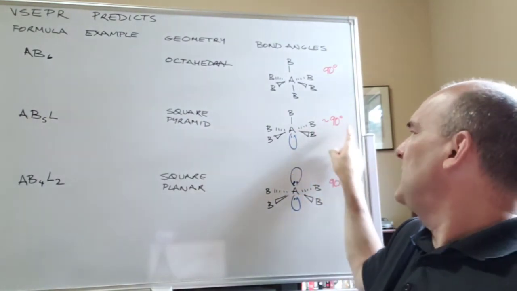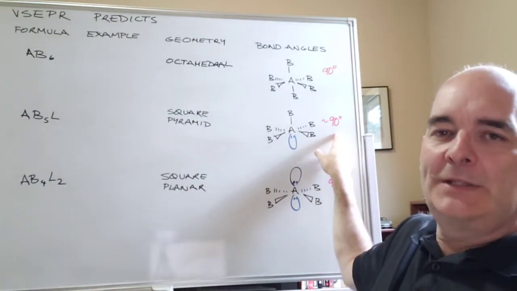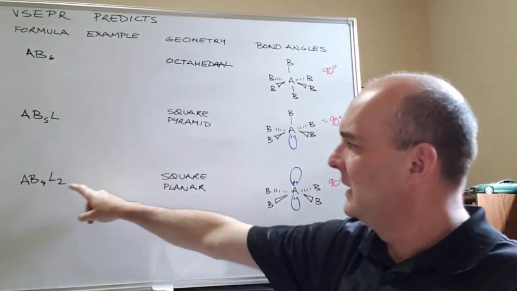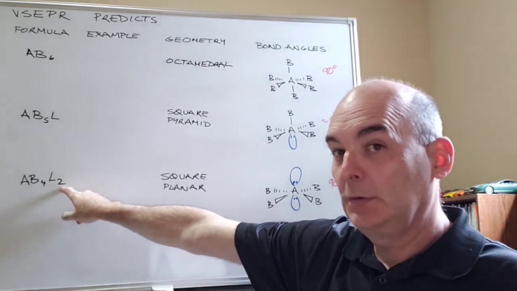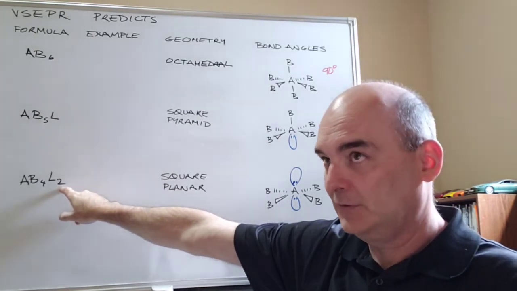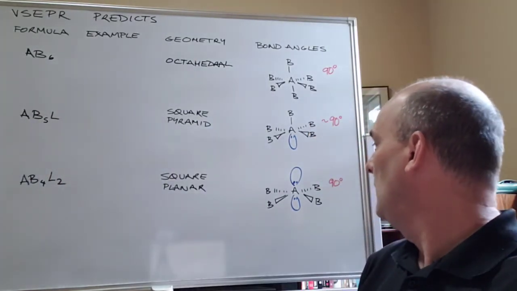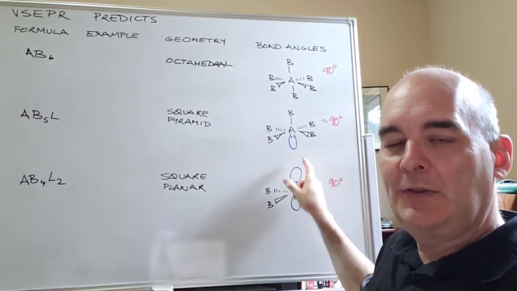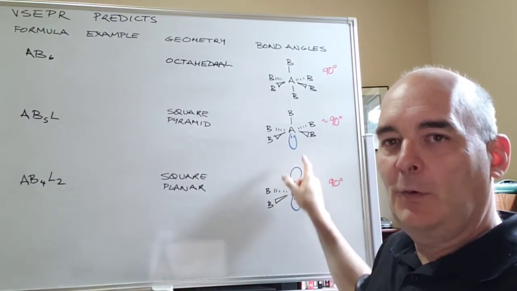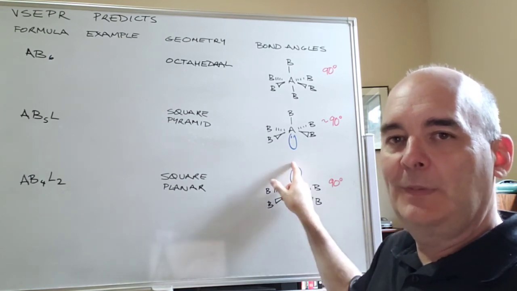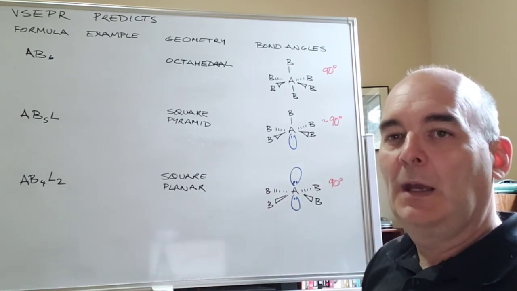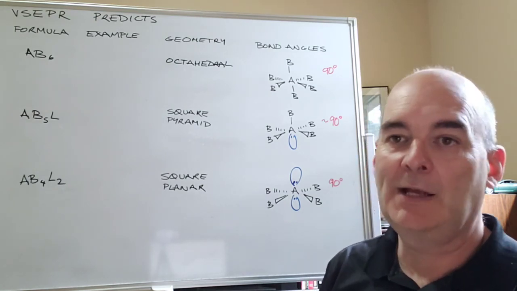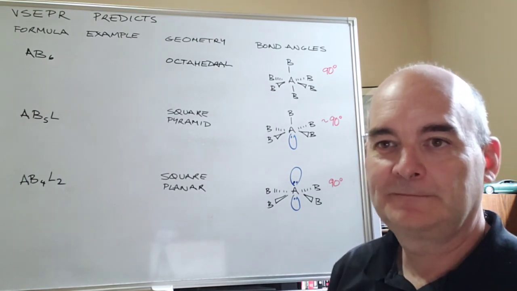If I replace one of those bonds with a lone pair, I make a square pyramid. And these angles now are a little bit distorted from 90 degrees. They're a little bit under, but they're approximately 90. If I replace 2 bonds with lone pairs, then the lone pairs, because they repel each other more than anything else in the molecule, are going to decide to be as far apart from each other as they possibly can. And I make a square planar molecule, and I get 90-degree angles for everything.